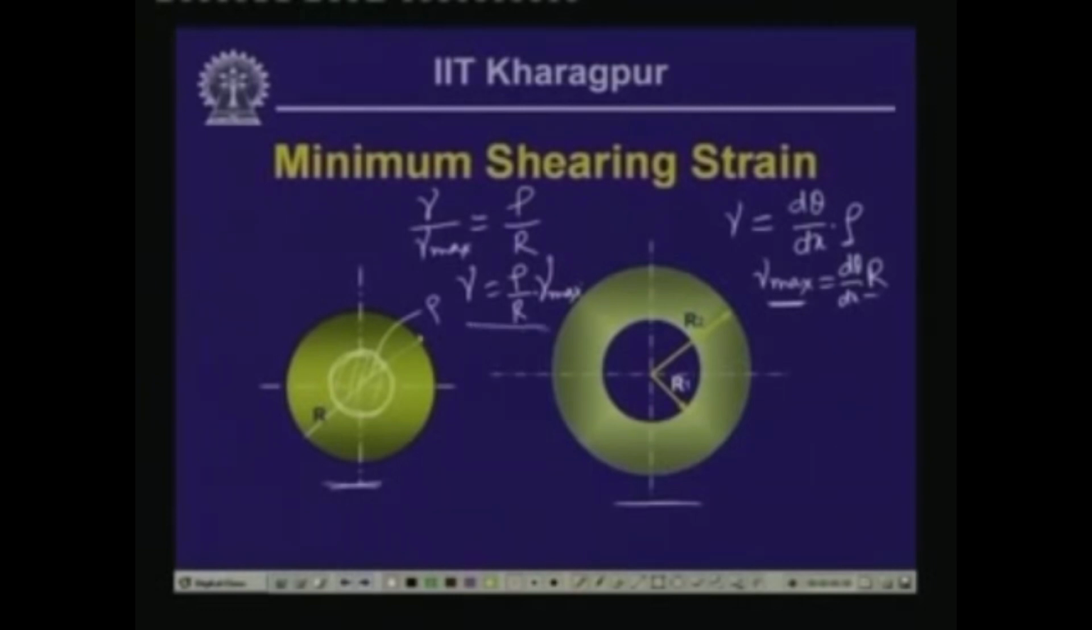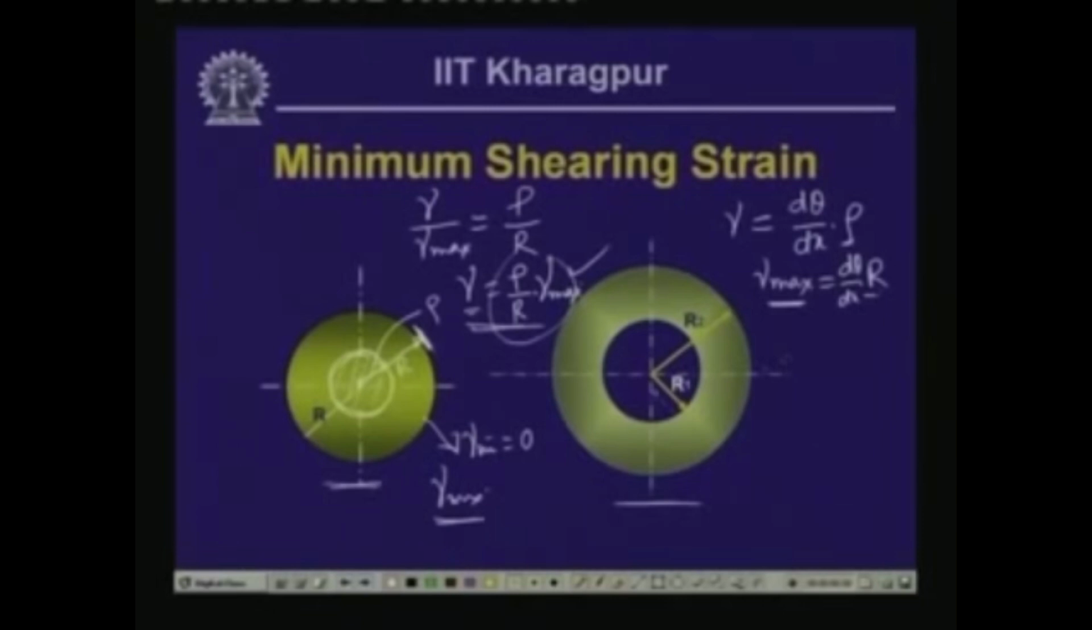From this expression you can see that when rho is equal to r, the outer one, r by r is 1, so gamma is gamma max, and when rho is equal to 0, then gamma is 0. So, in case of a solid shaft, the minimum strain gamma min is equal to 0, and gamma max we can compute from this expression, once we know the stress which is occurring at the outer periphery.